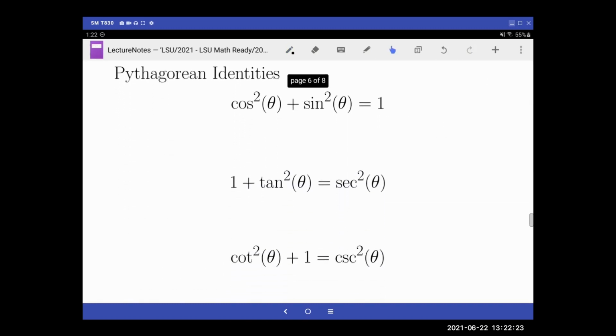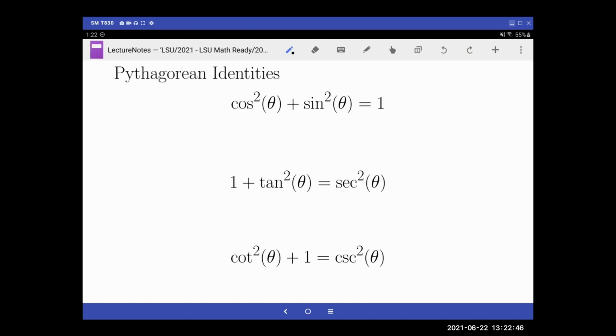Okay, probably the most important identities that you're going to come across would be the Pythagorean identities. It's called that because it looks very much like a squared plus b squared equals c squared. And actually, that's where these identities come from in the first place, but we're not going to worry about deriving them today. So cosine squared plus sine squared is equal to 1.